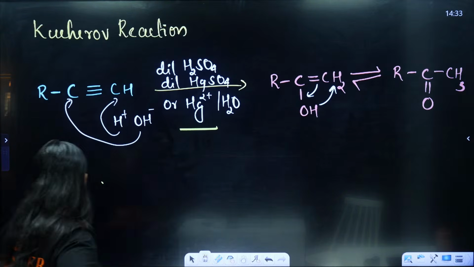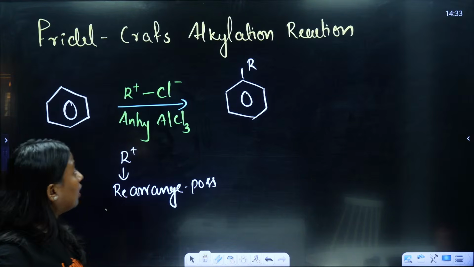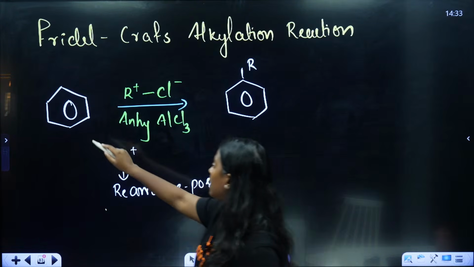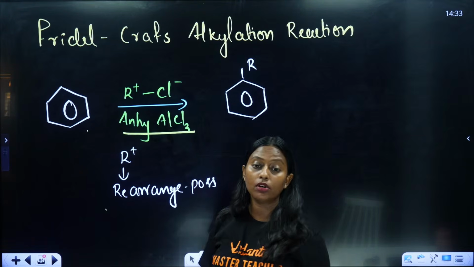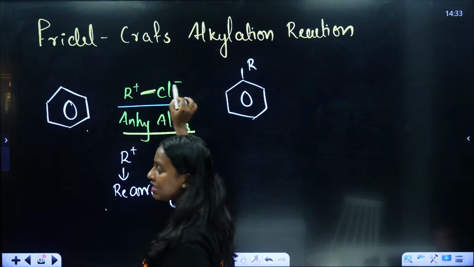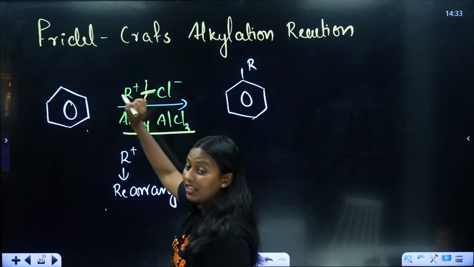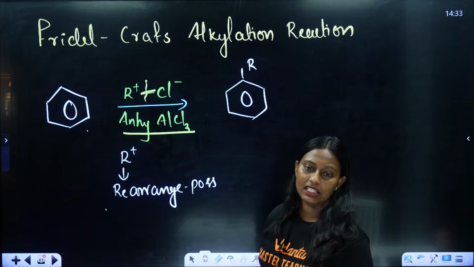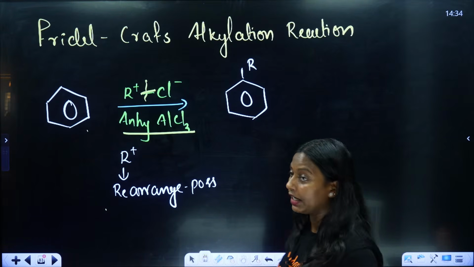Then we are moving to the next reaction. This is Friedel-Crafts alkylation reaction. Here benzene is treated with RCl in the presence of anhydrous aluminium chloride. So what will happen? Simple. The RCl bond will break, you will get R+ and Cl-. If rearrangement is possible in this carbocation, rearrangement will happen, and that carbocation will attach to benzene. Clear? That is Friedel-Crafts alkylation reaction.